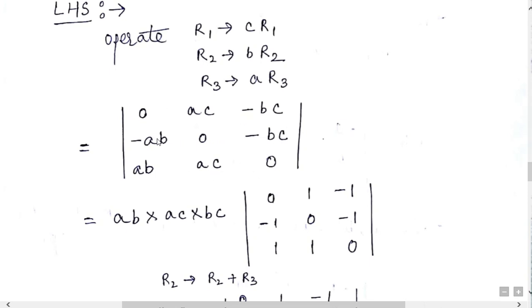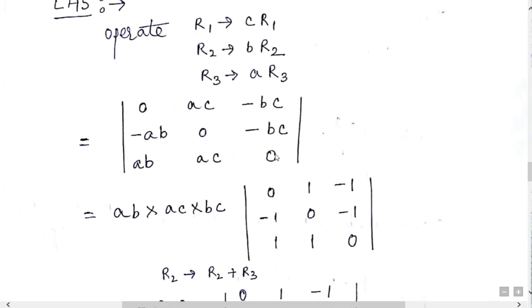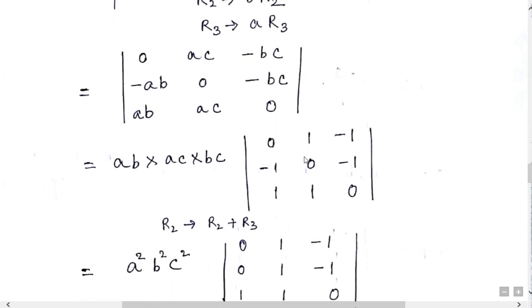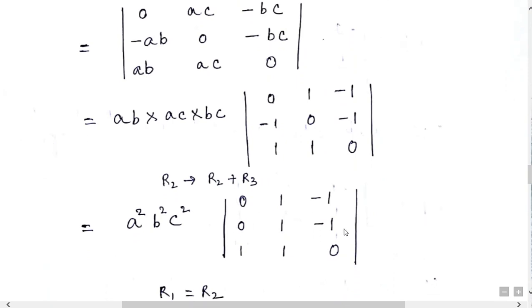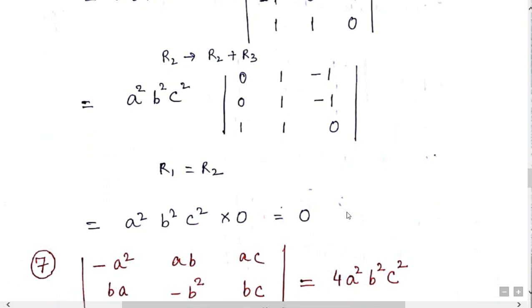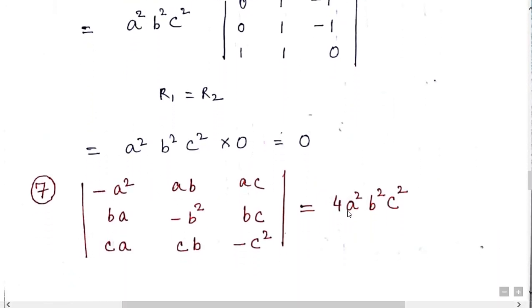Now take common AB from the first row, AC from the second and BC from the third. The answer is 0, minus 1, 1. Simple answer is there: 1, 0, 1, then minus 1, 0. Now operate R2 = R2 + R3. When you operate this, the first and second rows become identical. It means the answer is 0. That's one way of doing the question. Maybe some other ways are there.